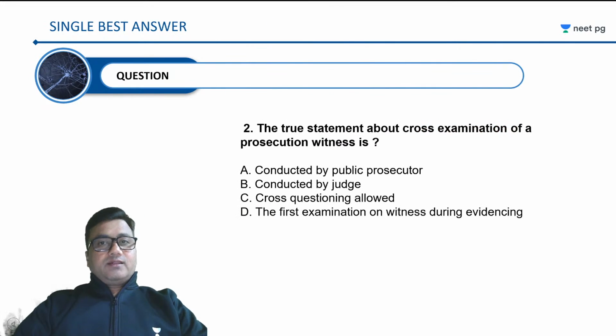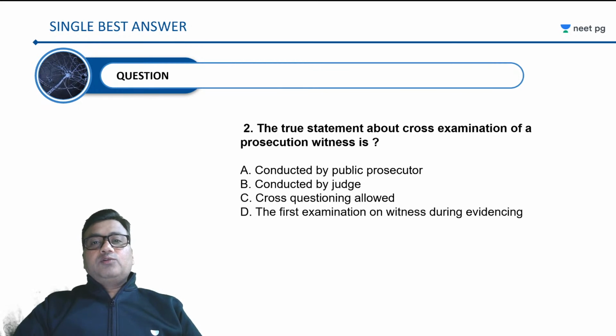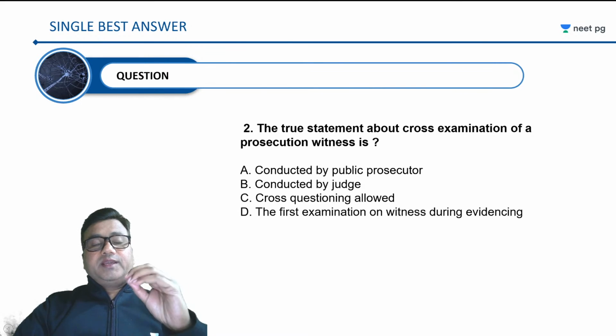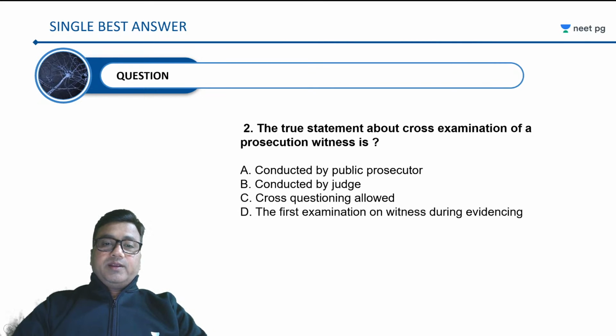Let's see another single best answer kind of question. The question is, the true statement about cross examination of a prosecution witness is, okay, so there is a prosecution witness and cross examination is being done on him. What is the true statement? That it is conducted by a public prosecutor, or it is conducted by a judge, or cross questioning is allowed, or the first examination on the witness during evidencing.